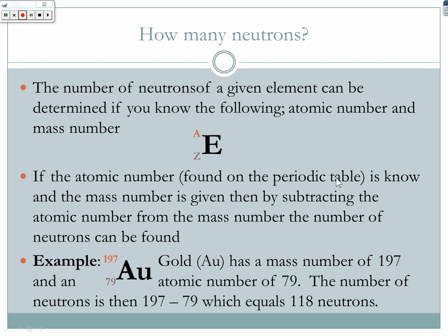If the atomic number, which is found on the periodic table, is known and the mass number is given, then by subtracting the atomic number from the mass number, the number of neutrons can be found. So that was a lot of words, so let's look at an example. Gold 197 has a mass number of 197. On the periodic table, we can find that its atomic number is 79. So you can determine the number of neutrons by subtracting 79 from 197. If you take 79 from 197, you get 118. So there are 118 neutrons for 79 protons in gold.